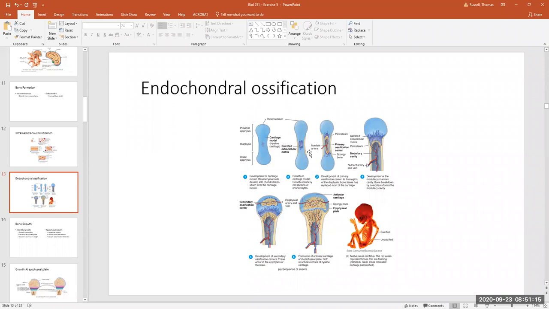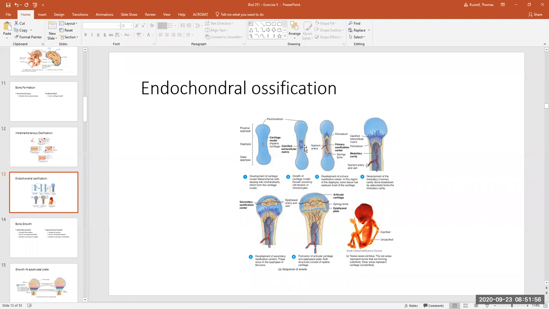So our chondrocytes in the very middle of the cartilaginous model actually grow so big that they pop open and die. And what happens there is calcium is deposited in all of the little holes that is left over where the cells used to be. So we actually form an area of calcified cartilage. The cartilage becomes hard. Along the edges of the cartilage model, osteoblasts had developed, and they began to produce the compact bone of the diaphysis of the long bone. Those are called the bony collars, by the way.